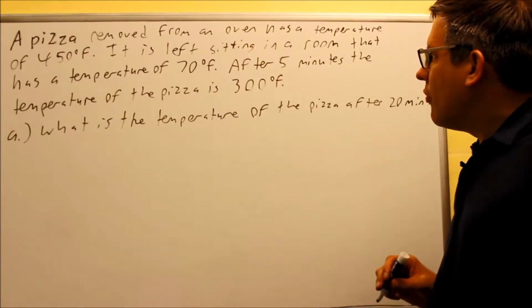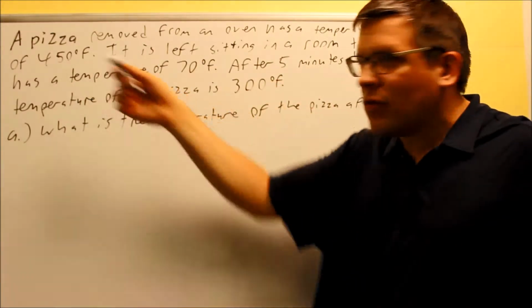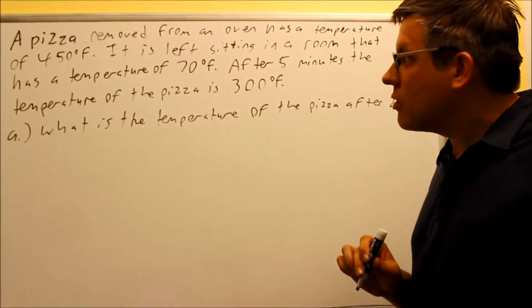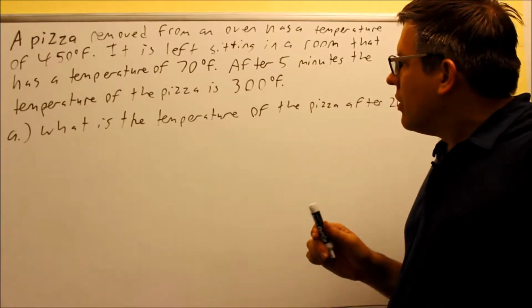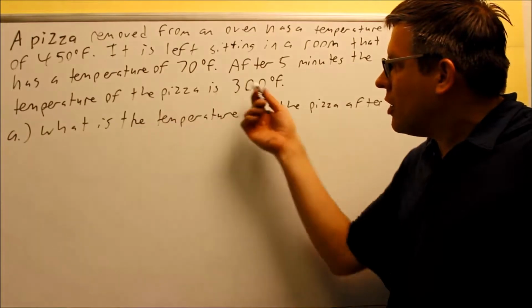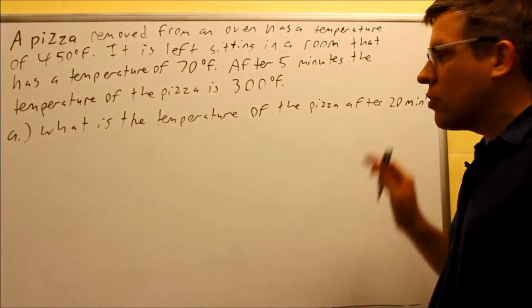Pizza is removed from an oven that has a temperature of 450 degrees. So basically the pizza is 450, that's the initial temperature when it comes out. It's left sitting in a room that has a temperature of 70 degrees. Then it says after 5 minutes the temperature of the pizza is 300. The question asks, what's the temperature of the pizza after 20 minutes?